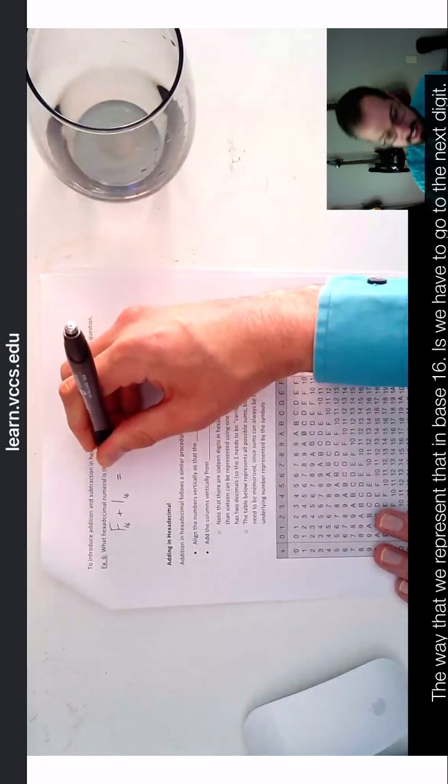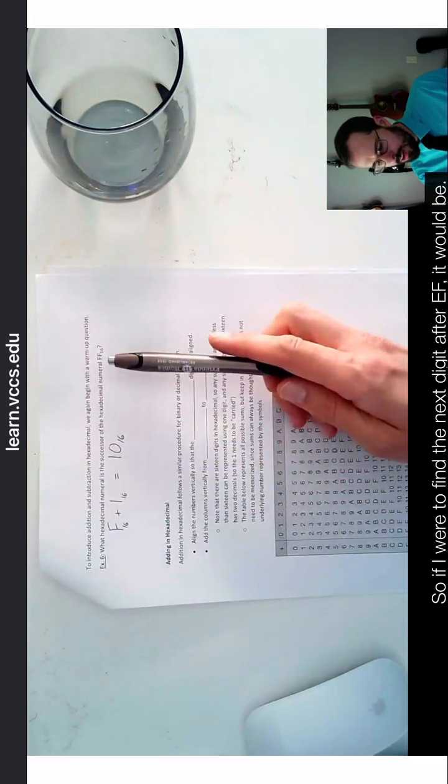The way that we represent that in base 16 is we have to go to the next digit. So we put a 1 and then a 0. Remember, that's not 10, that is a 1 in the 16s place, and then 0 ones. So if I were to find the next digit after F, it would actually be represented by 2 digits. It would be the numeral 10.